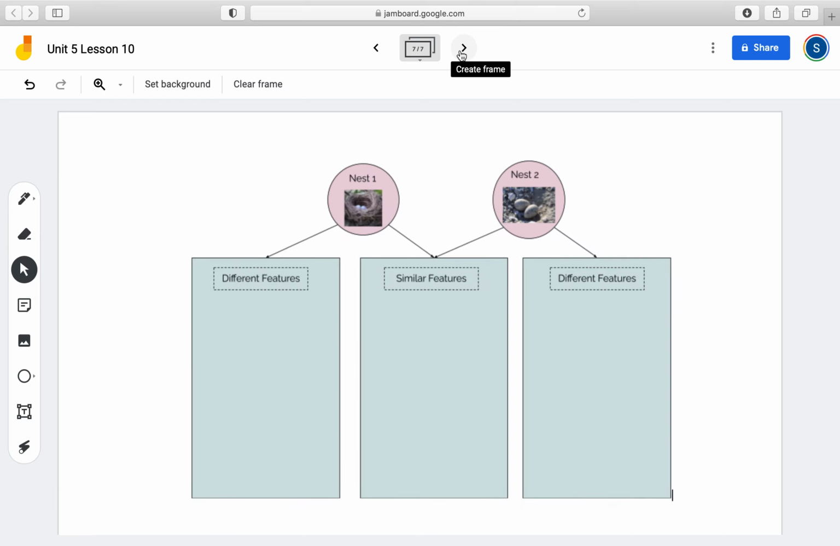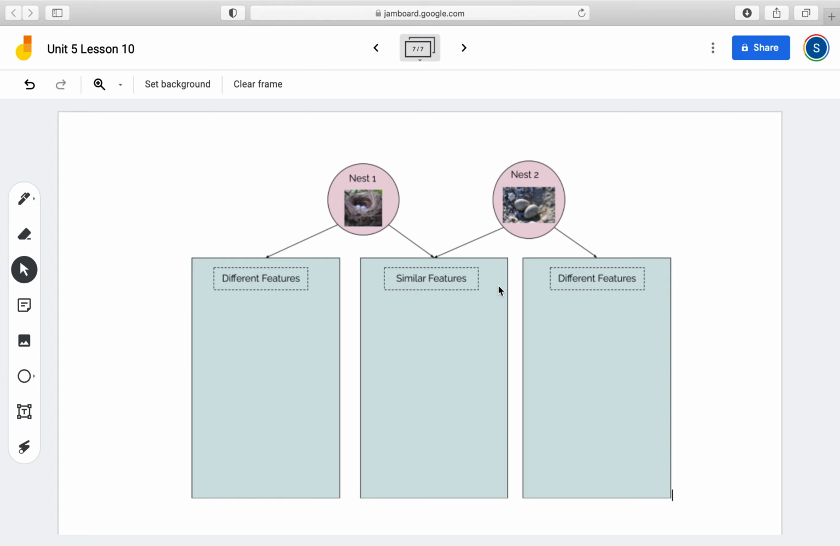You also can add pictures to provide even more support. Again, we want them to form connections, and this is more helpful with visuals and text, and this can further support them with completing the compare and contrast question. So I put a picture of the traditional nest and a nest that they saw on that other slide, and they can write the different features here and the similar features in the middle.